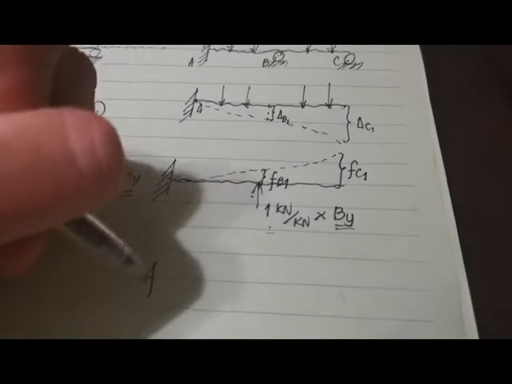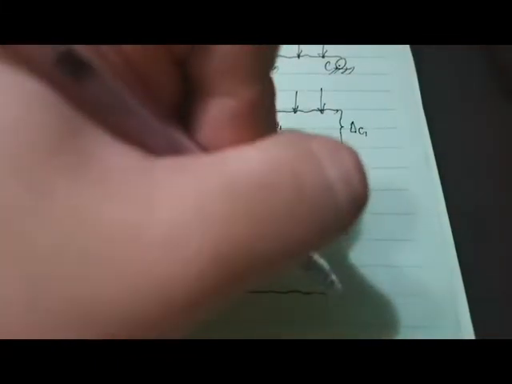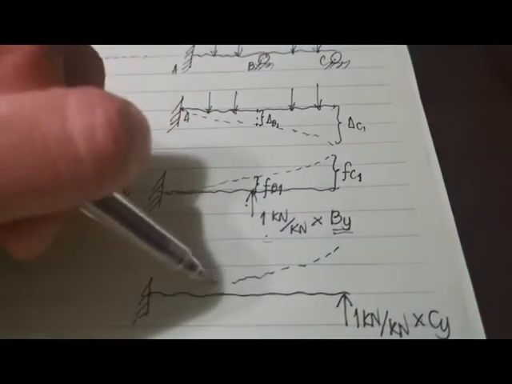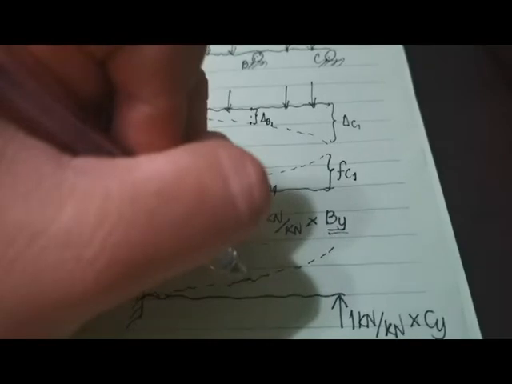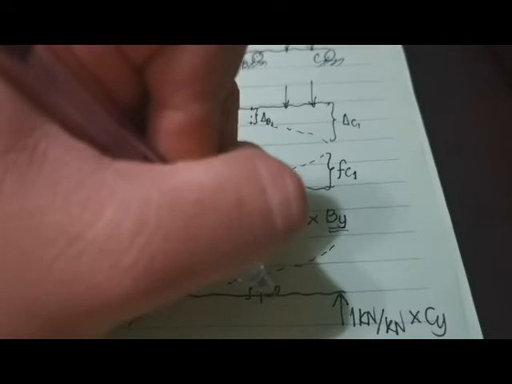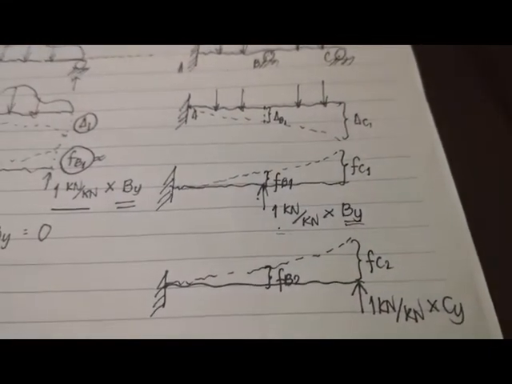Okay, next, tanggalin naman natin yung, we remove the unit load at B and then we replace it with a unit load at C, no? So 1 kilonewton per kilonewton times C sub y. And we know that it will just deflect this way again, no? This will become your fb sub 2, and then this will also become your fc sub 2. Okay, no?